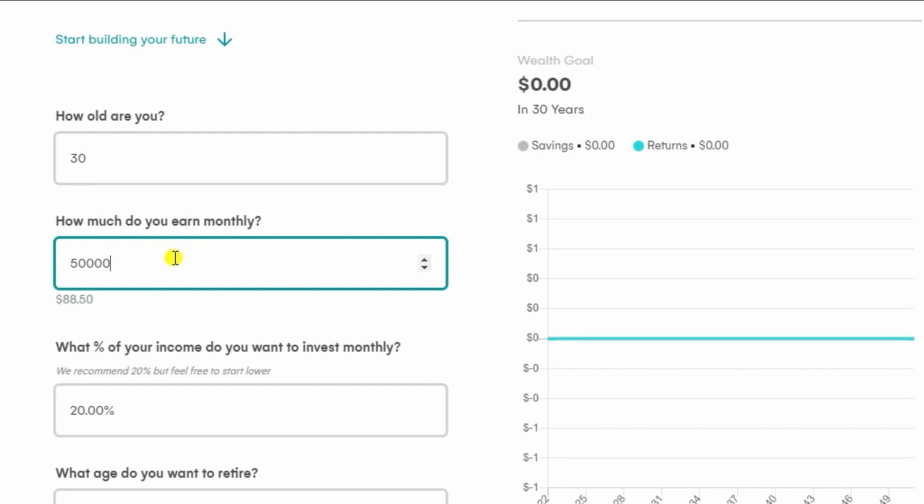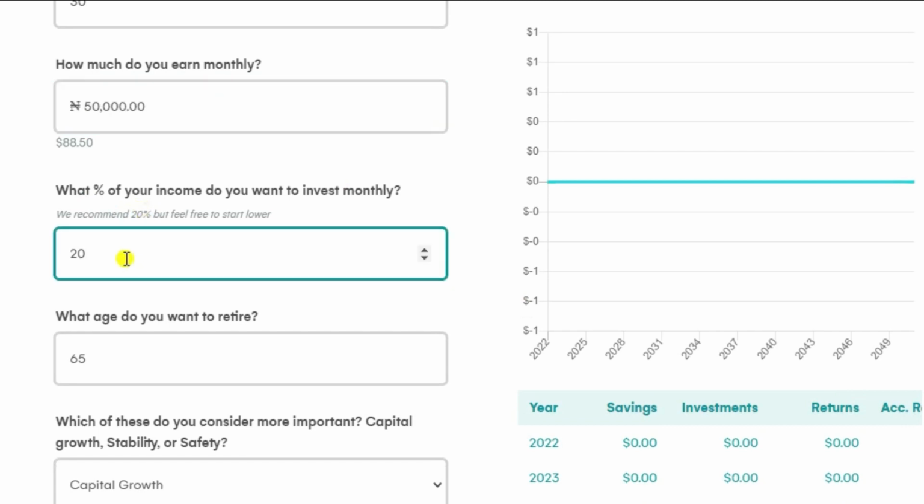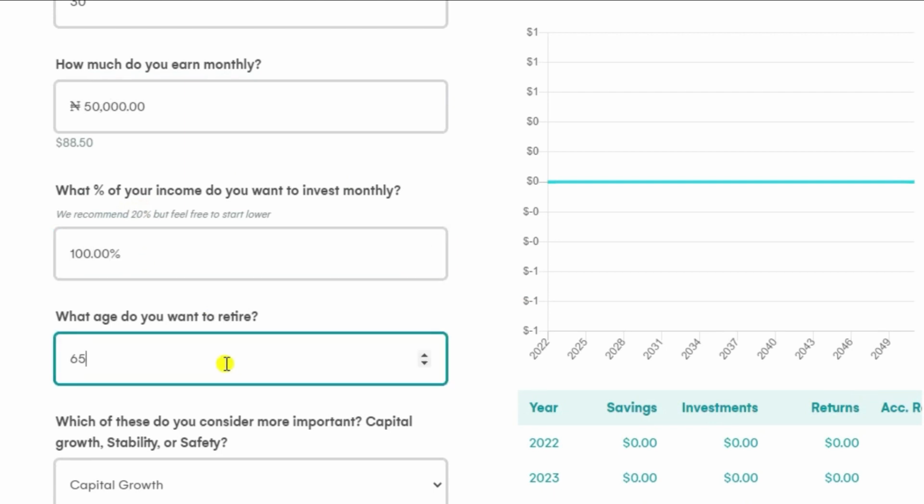50,000 is equivalent to $88.50. So just imagine how the deflation is killing the naira. Then they ask you how many percent of your monthly income you want to invest on this portfolio, which is building a wealth. I'll just say I want to invest 100% of my income. Last but not the least, they ask you, when do you want to clear this investment? In how many years time do you want to clear this investment?